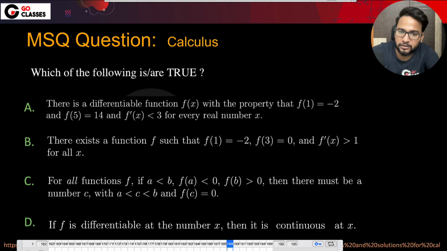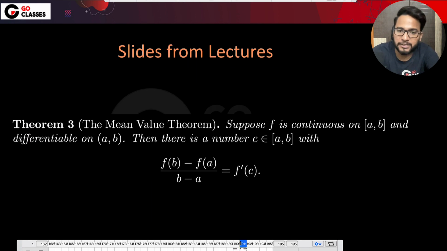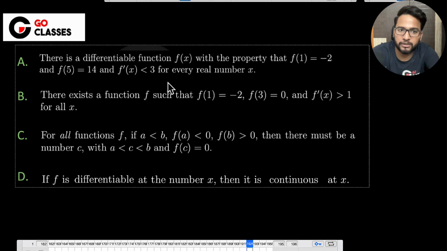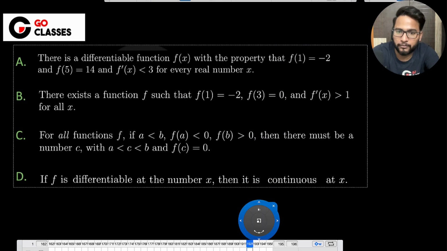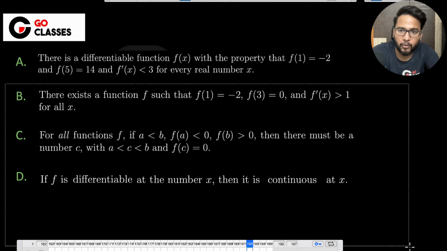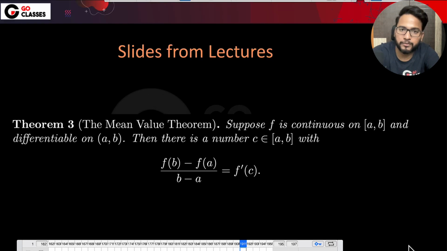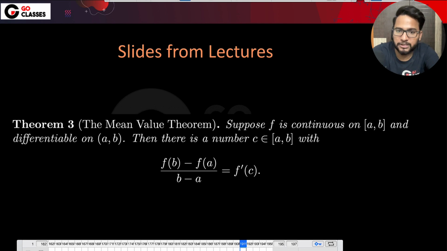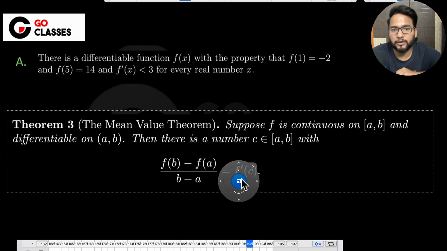We can copy this statement on the next page where I have this theorem, which is the mean value theorem, right? Because I will be using the mean value theorem, so it is better to copy both of them on the same page. Okay, so now let's try solving this question. We can take only option A, and the remaining options we can solve a little later. So I can copy the statement of the theorem.